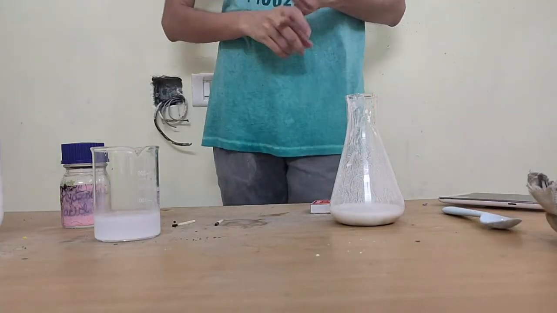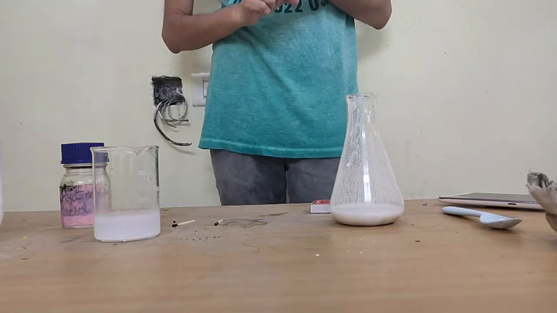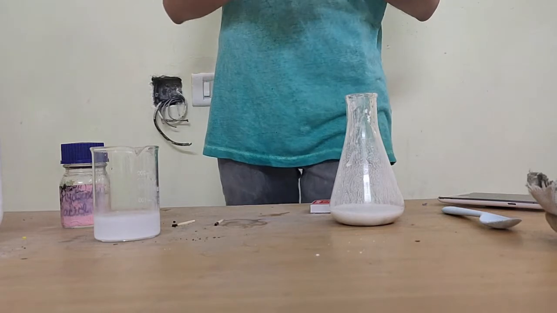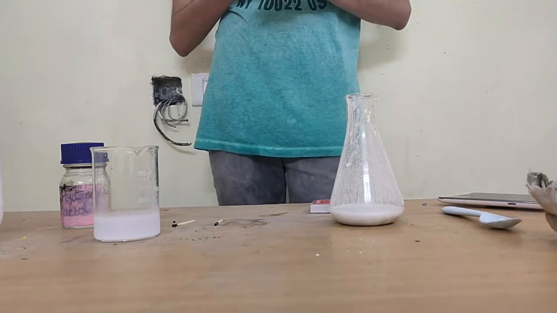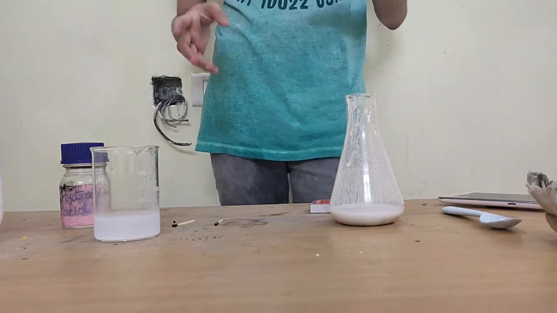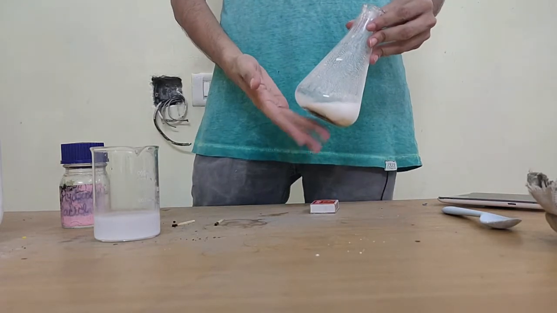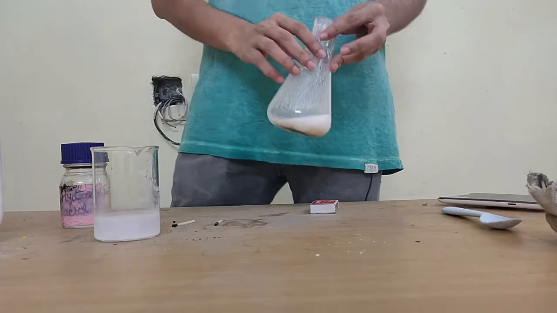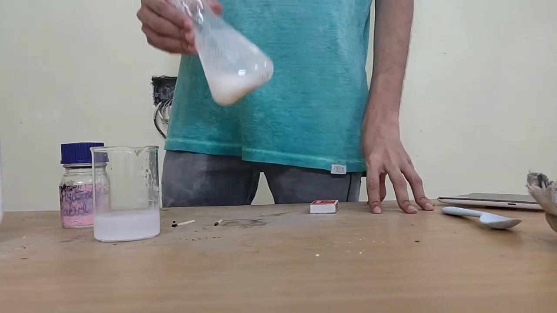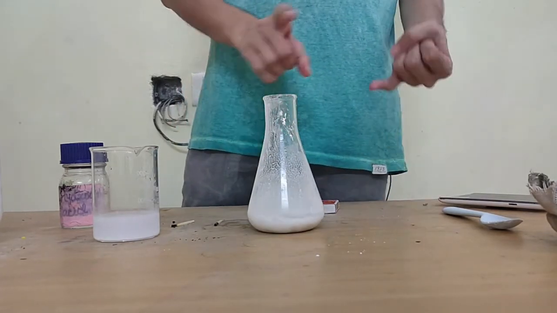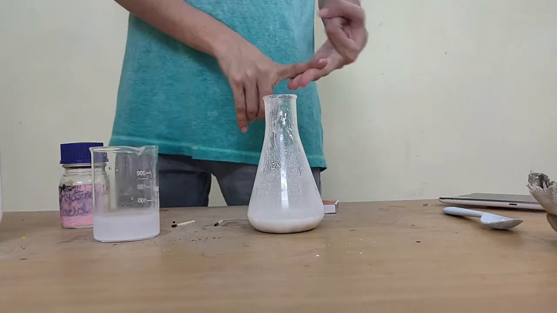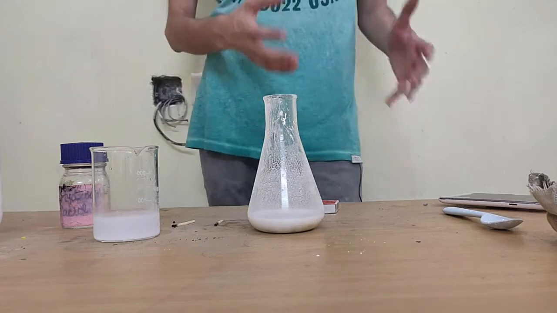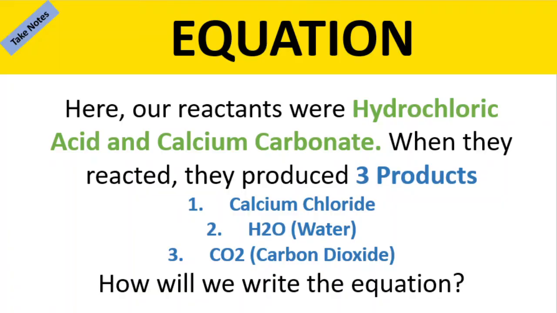Whenever a carbonate reacts with an acid, carbon dioxide gas will be formed along with water and a certain salt of some kind. In this case, since it's HCl and calcium carbonate, we have calcium chloride salt. So in the products we will be writing calcium chloride, carbon dioxide and water. So these are 3 products out of 2 reactants, right?